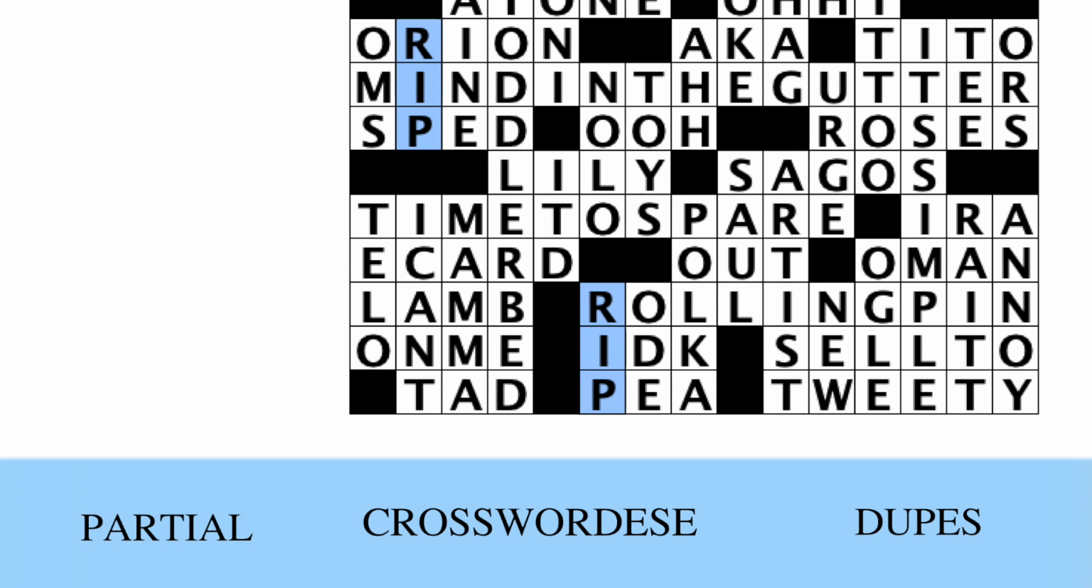Crosswords that don't have a theme are called themeless crosswords, or freestyle crosswords.